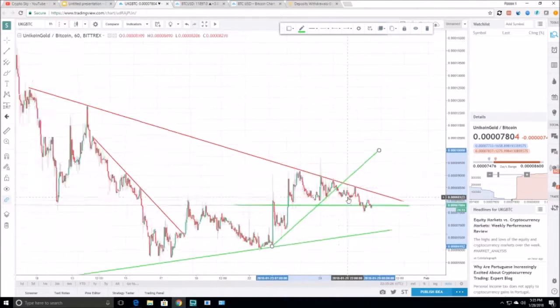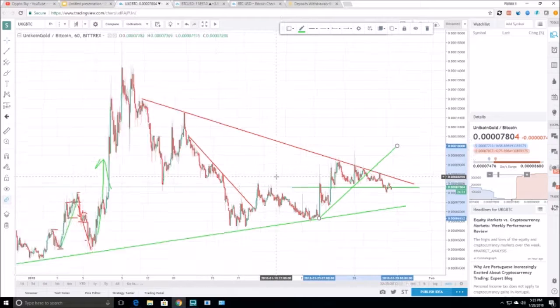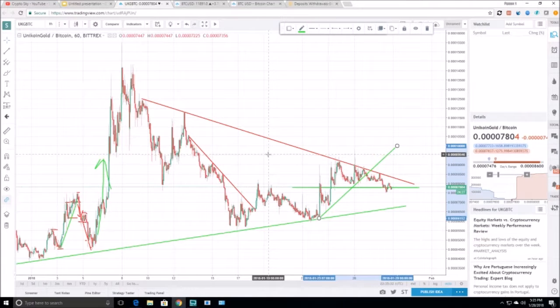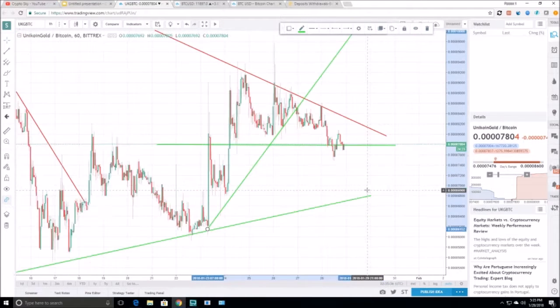As you can tell how young the coin is, the chart just disappears if you zoom out too much. But zooming back in, as you guys can tell here, we have a triangle right here. So what I'm looking at when I'm looking at this triangle.